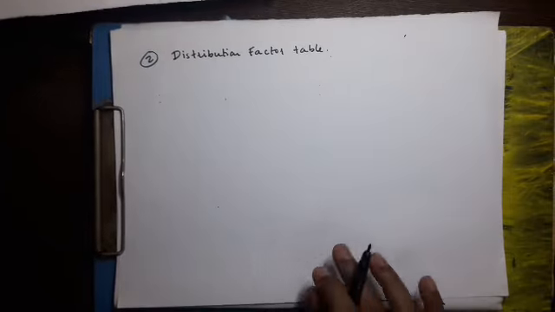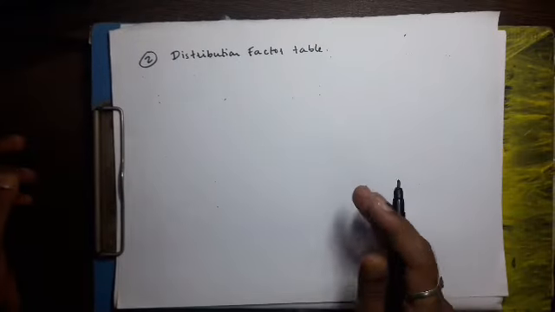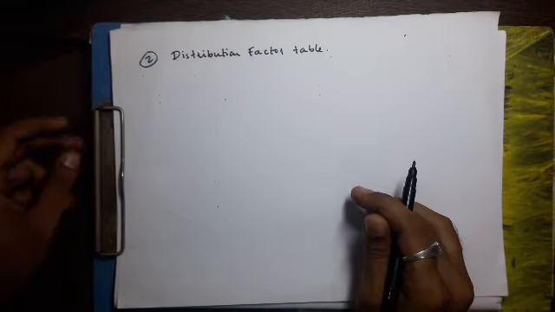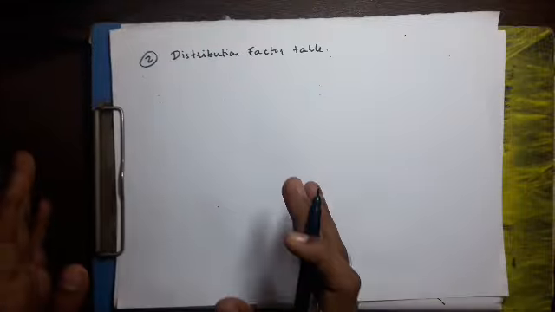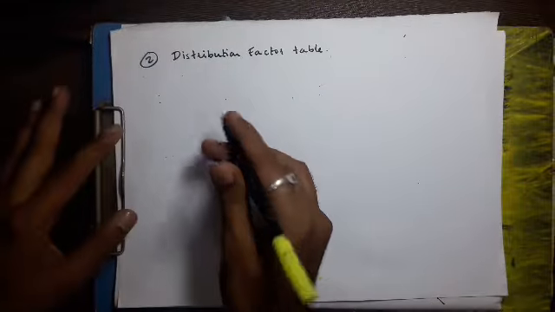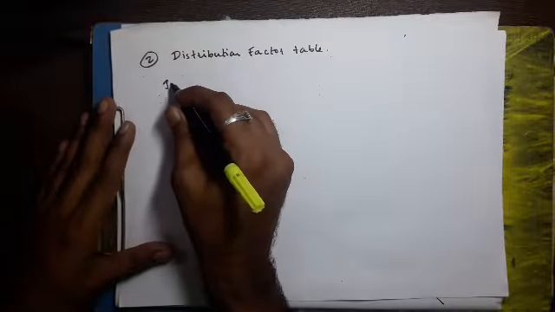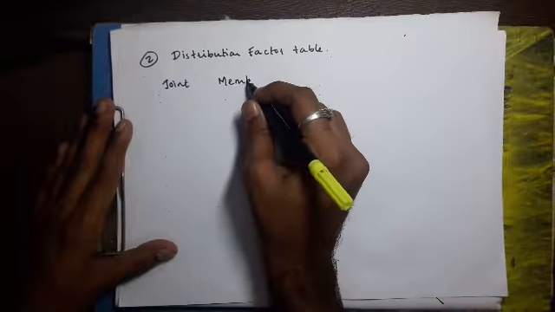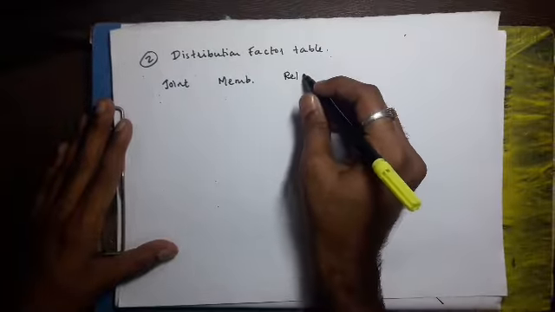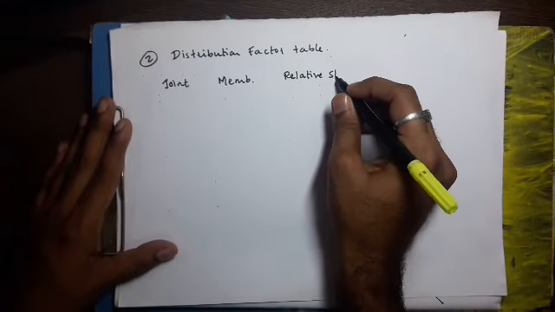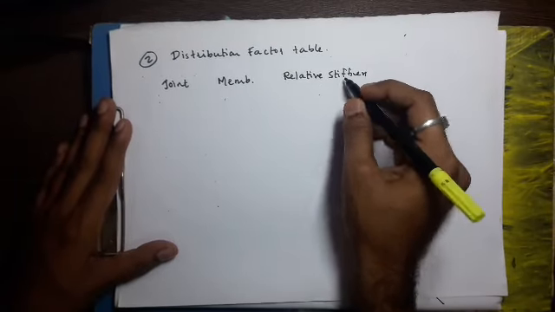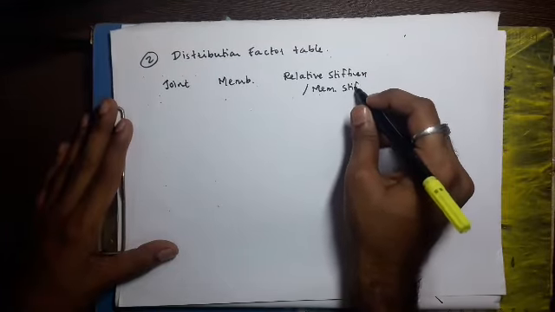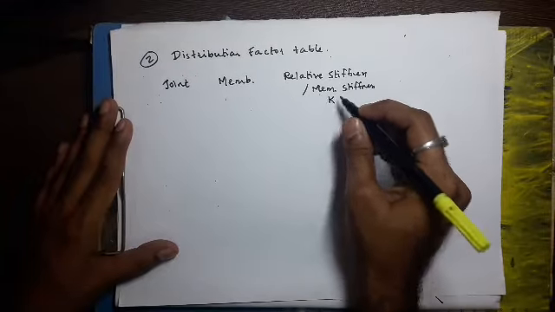Second step in MDM is the distribution factor table. By this table we are getting the distribution factor for the members. So I will tell you the format of the table, how it is. Format of the table: first we have a joint, then member, relative stiffness, which is also a member stiffness factor, which is denoted by K.